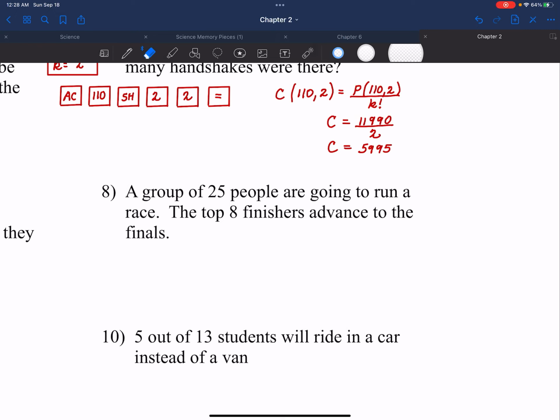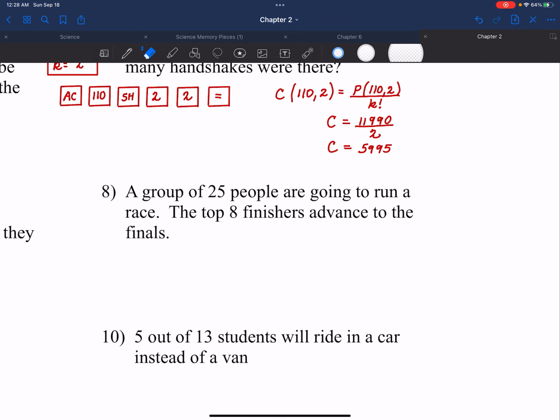Number 8. A group of 25 people are going to run a race. The top 8 finishers advance to the finals. Okay, at first glance, this one may sound like a permutation, but it's like that airport shuttle problem.